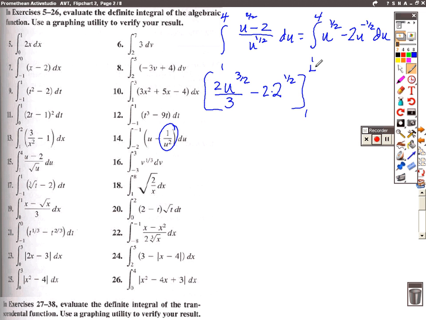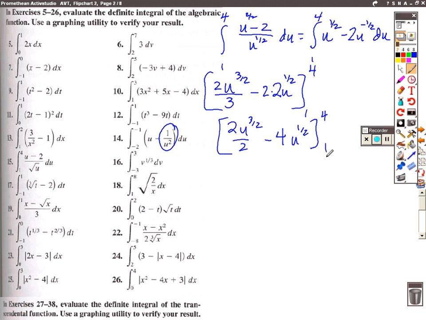from 1 to 4, so that would be 2u to the 3 halves over 3 minus, I dropped a 3. I knew something was wrong there. Minus 4u to the 1/2 power.